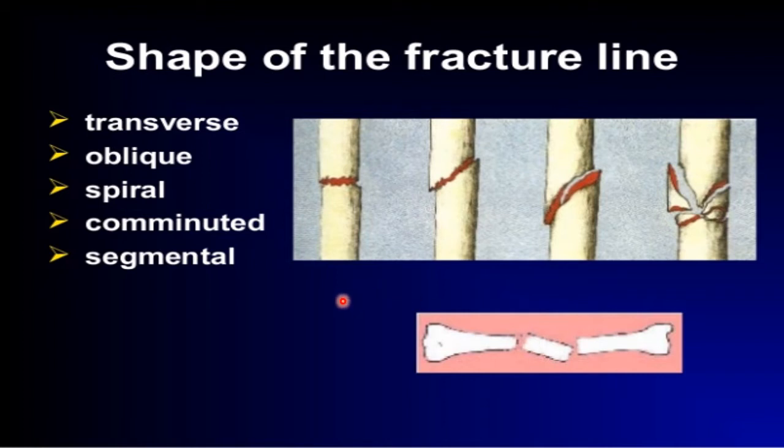So, compound or simple fractures can all be transverse, oblique, spiral, comminuted, or segmental. If the overlying skin and soft tissue is intact, this would be a simple transverse fracture. And if the overlying skin is broken and the soft tissue is damaged and the bone is exposed, then this would be a compound transverse fracture. Same for the oblique, spiral, comminuted, and segmental fractures.